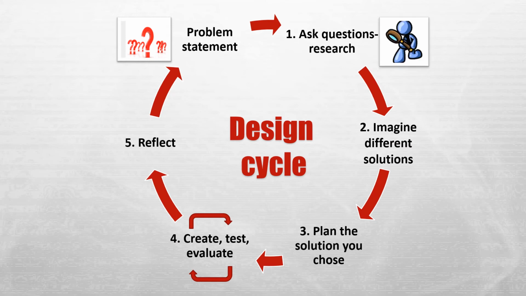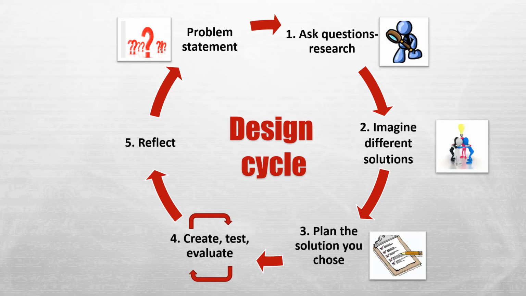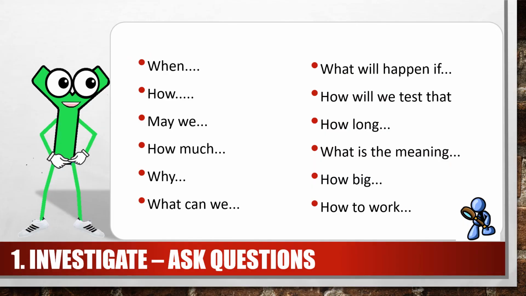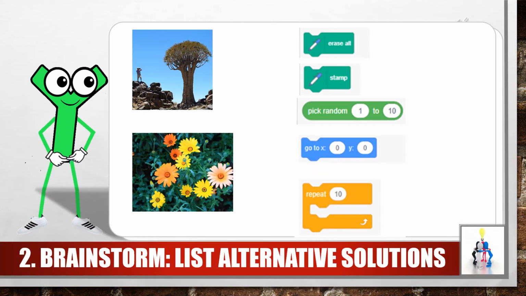Now use the design cycle again to solve this problem. Ask questions to seek clarity, and then brainstorm ideas for a solution with your friends. You can use the spacebar to start stamping the flowers. You can draw the background yourself. You can draw the flowers yourself. You can import a quiver tree using the upload backdrop. You can copy the code from the first flower to the other flowers. Or you can first code one flower and copy the entire sprite.